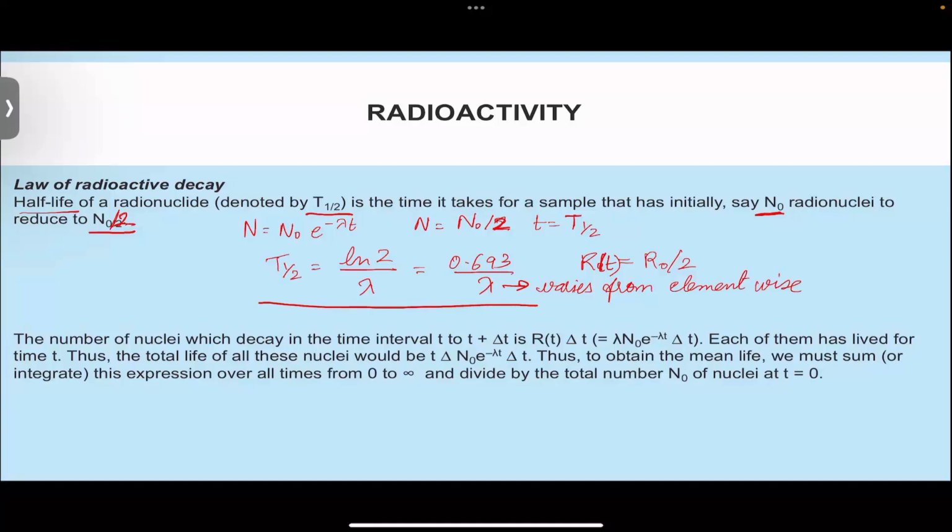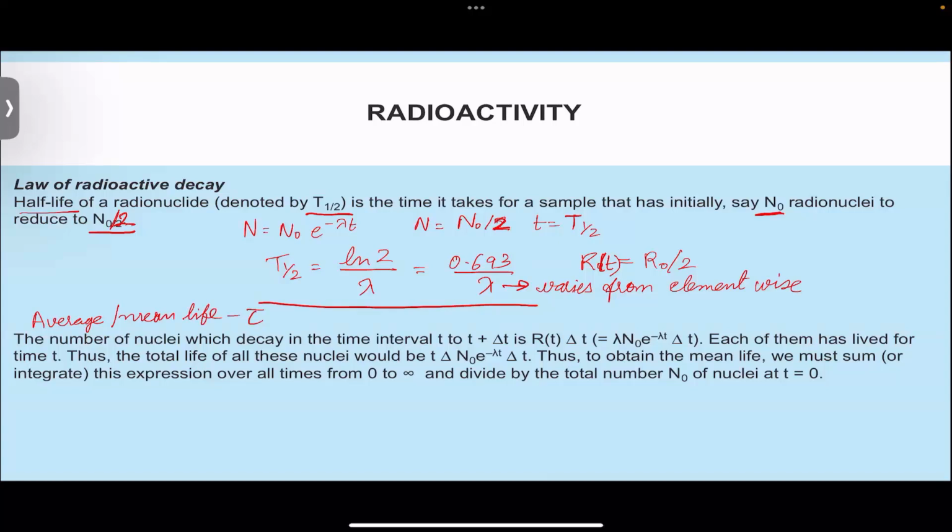Another measure of how the radioactive decay is taking place is the average or mean life, tau. I missed mentioning this point. Average or mean life. So that is tau.